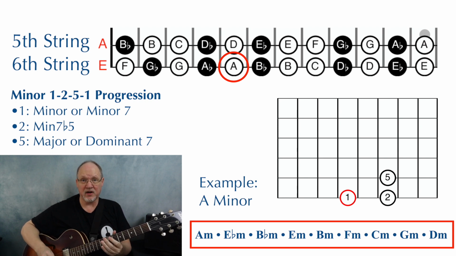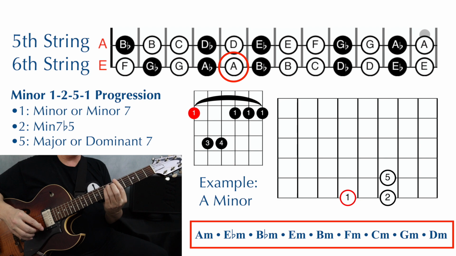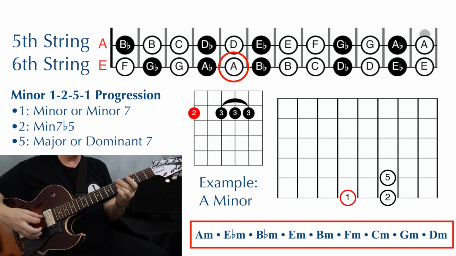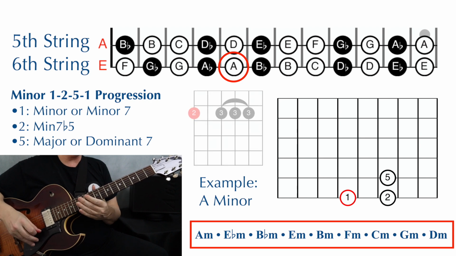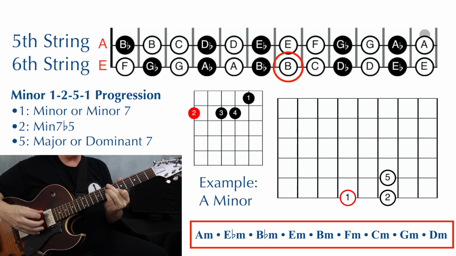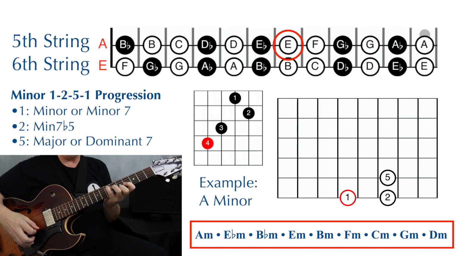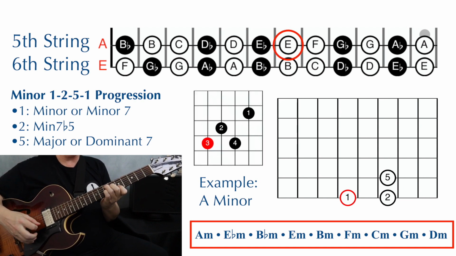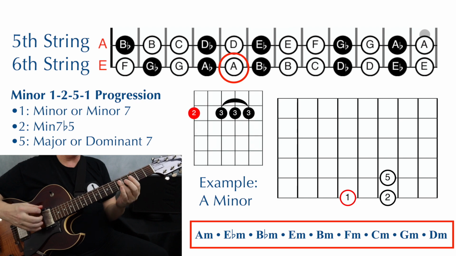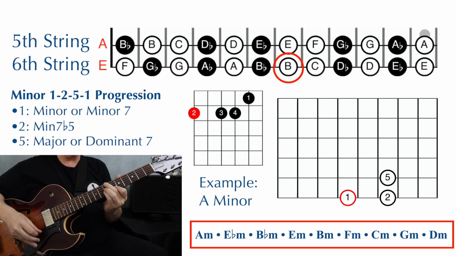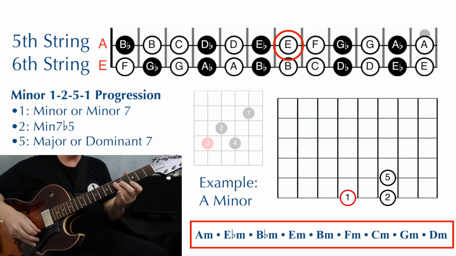So this will be A minor, so 1 chord could be minor chord or minor 7. 2 chord, minor 7 flat 5. 5 chord could be major or dominant 7. And then back to your 1 chord. So that'll be, I'm going to use 7th chords, A minor 7, B minor 7 flat 5, E7, and A minor 7.